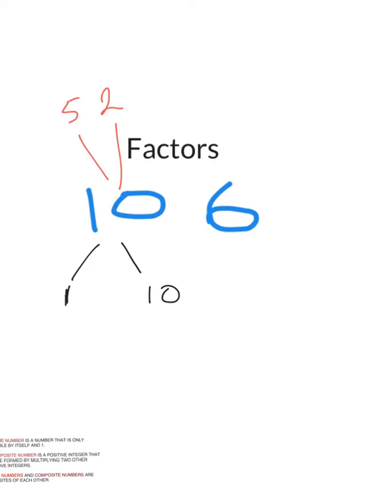On 6, for example, the factors are 1 and 6, because 6 times 1 gets you to the number 6, but also the factors of 6 are 3 and 2, because factors absolutely times together or multiply together to create a bigger number. So the factors of 6 are 6, 1, 2, and 3.